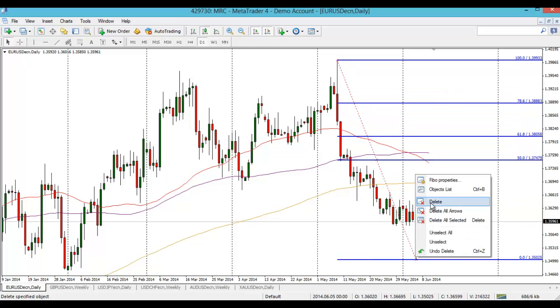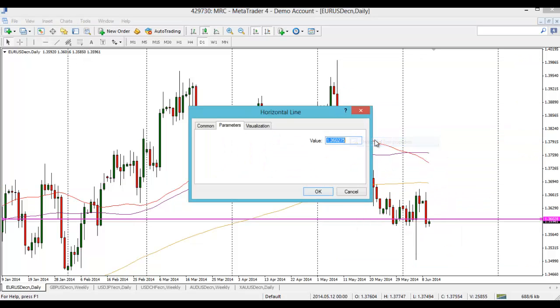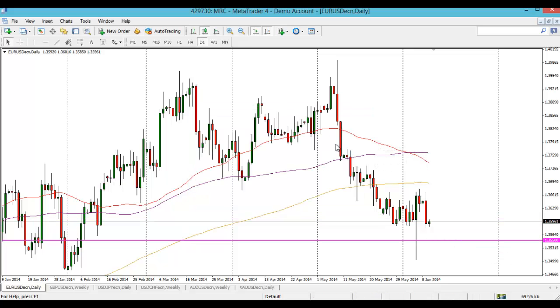In terms of interesting levels, you've got 135.50s on euro here. That acted as nice support.